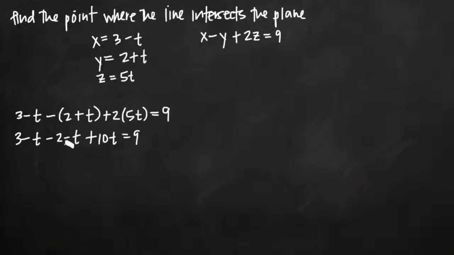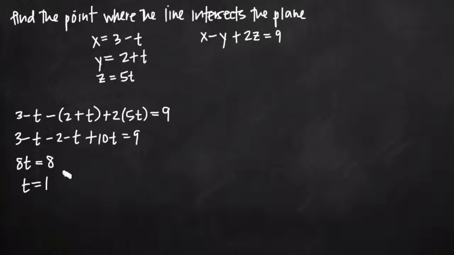Now we want to consolidate our t values and our constants. On the left-hand side, we have minus t plus 10t. That's going to give us 8t. We also want to consolidate our constants, so we have 3 minus 2, which is equal to 1. We want to subtract 1 from both sides, which will cancel the constants on the left. We'll be left with a value of 8 on the right-hand side. So 8t is equal to 8. Dividing both sides by 8, we get t is equal to 1. This is the value of the parameter where the intersection occurs between the line and the plane.